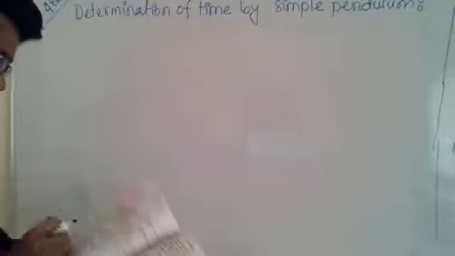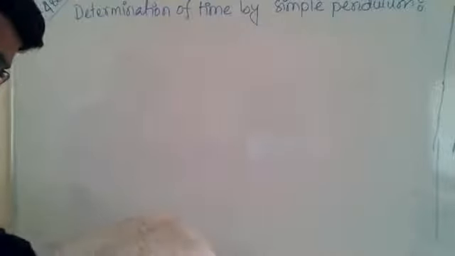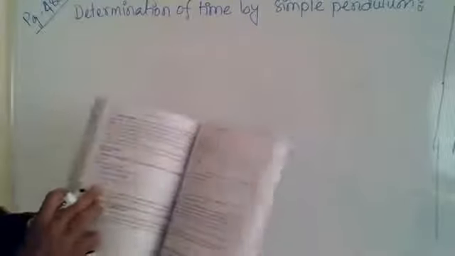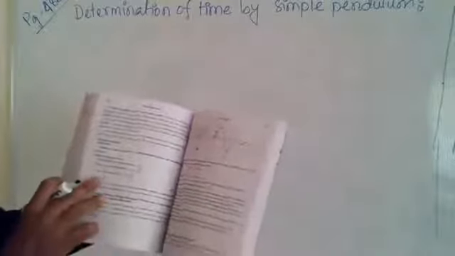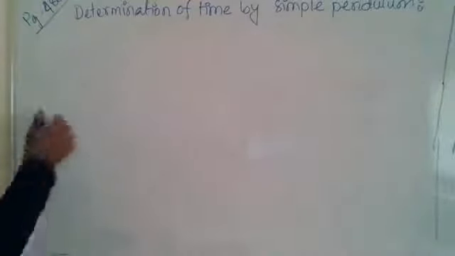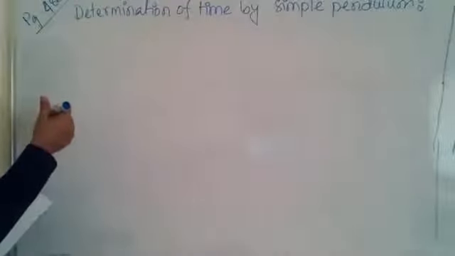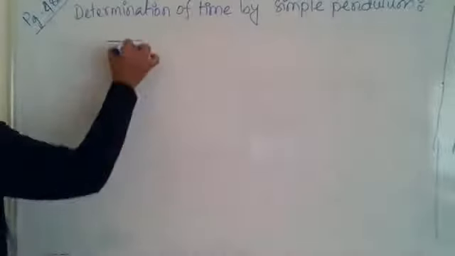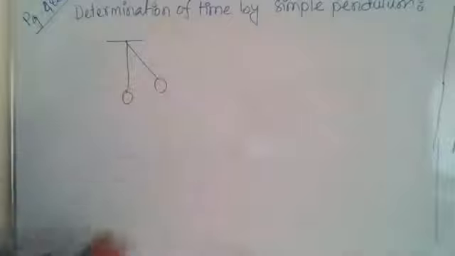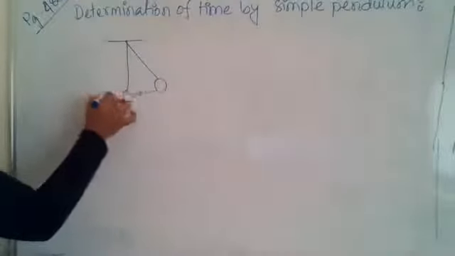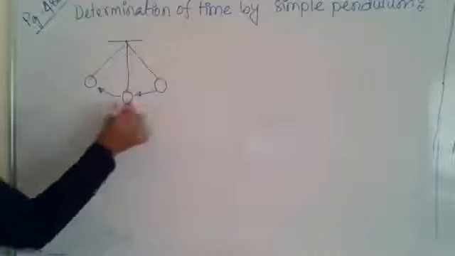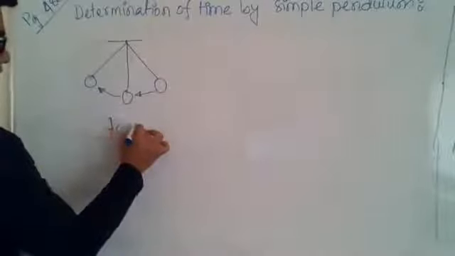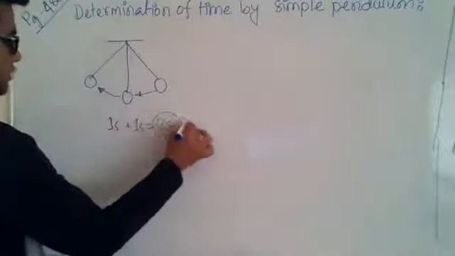Did I discuss second pendulum earlier? No. Second pendulum is actually discussed on page number 490. Let us learn about second pendulum first. A second pendulum is a pendulum which takes 2 seconds to complete one oscillation. If it starts its journey from here, it will come here, then it will reach this point. To come from here to here, it will take 1 second and then it will go back again another 1 second. So the time period is 2 seconds.